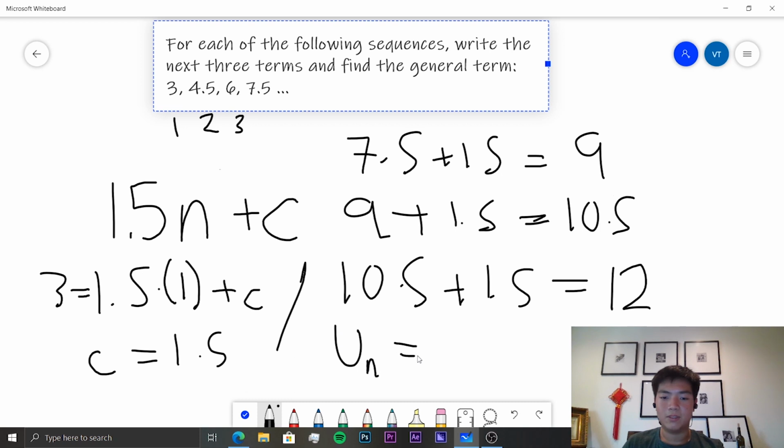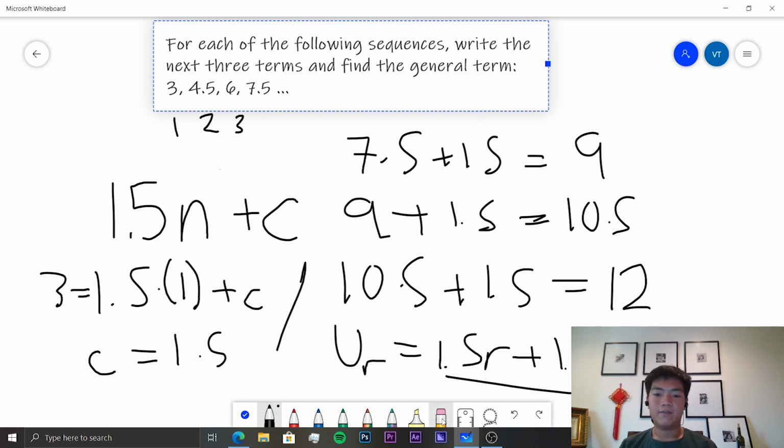And so we have our general term, un is equal to 1.5n plus 1.5. Un is a value we use to denote the current value in the sequence. Actually, we should be using r. The letter you use does not matter too much, but r usually stands for a positive number, and in this case, we're normally dealing with sequences with the terms starting at 1. Okay, so that's how you solve that first question.